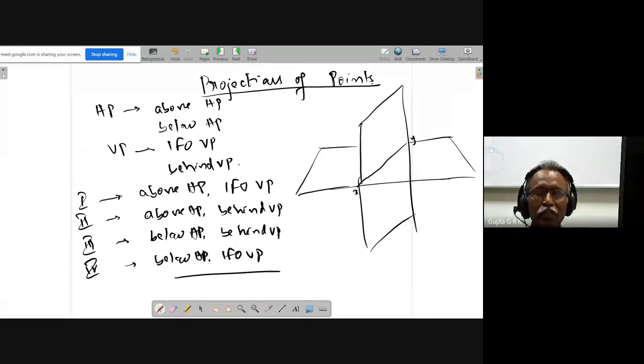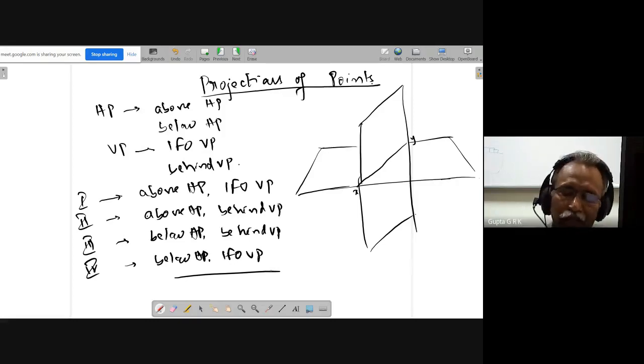So if I know the position of a point with respect to HP and VP, I can say in which quadrant it is. Or if I know which quadrant it is, I can know its position with respect to HP and VP. If I say it is in the second quadrant, immediately you can say it is above HP, behind VP. If it is the third quadrant, below HP and behind VP, like that you can tell. If I say the point is above HP and in front of VP, it is first quadrant. Like that you can say either this way or that way. You know its position.